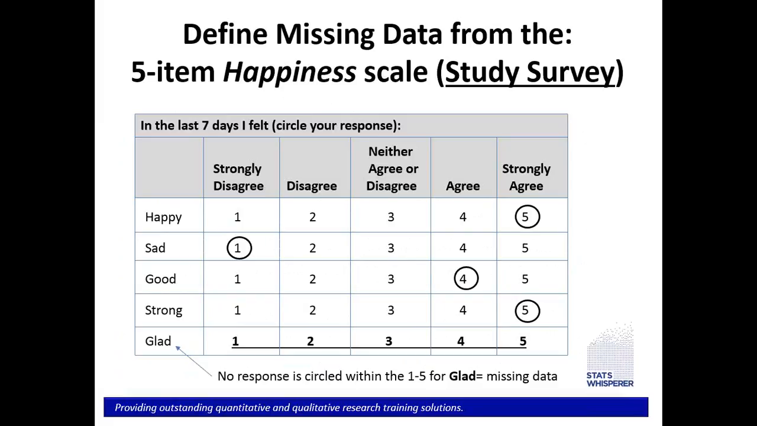So the study participant circles their responses, right? So the first 4 items, happy, sad, good, and strong, all have circles. So those are valid responses from the study participant. However, the 5th one, glad, we've underlined those numbers, does not have a circle. In other words, the study participant did not select a response for the item glad. Now that becomes missing data, right? And specifically, a missing data point on the 5-item happiness scale.